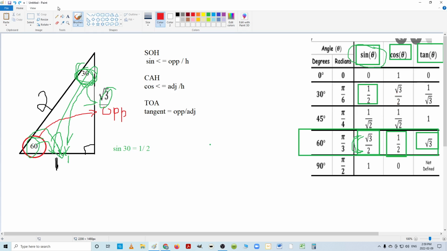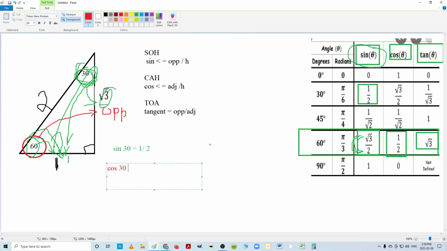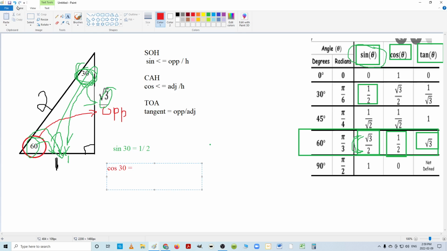But as we continue, sine of 30 is equal to this. Cosine of 30 is equal to the adjacent, which is now this is no longer the adjacent to anything.